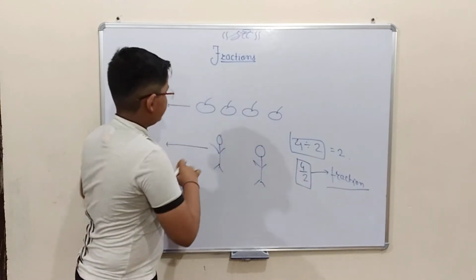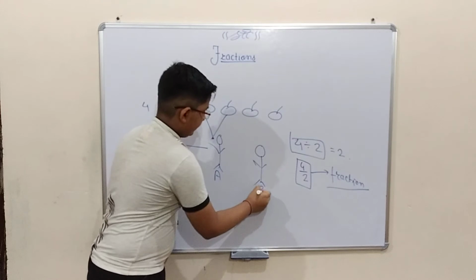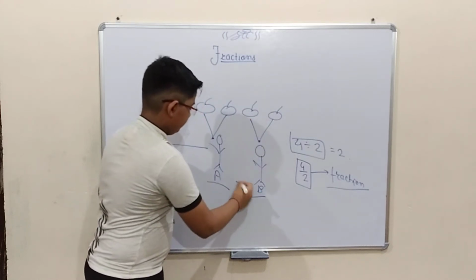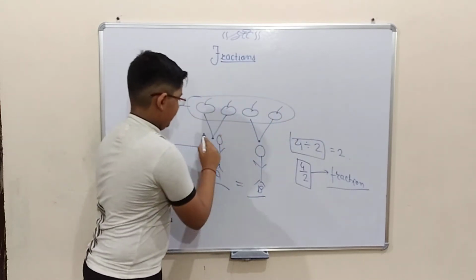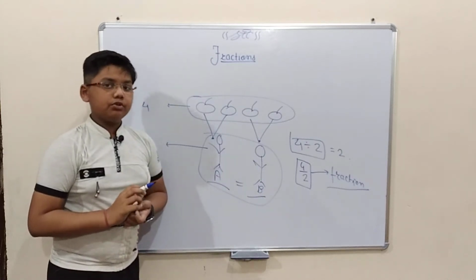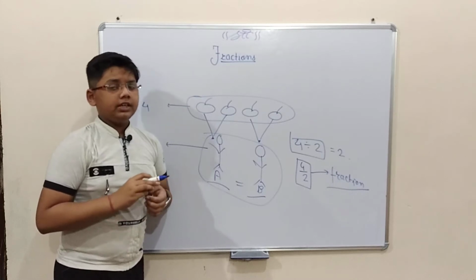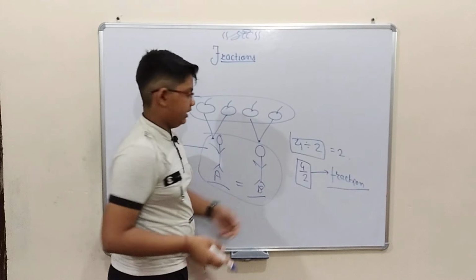That means we can give these 2 to this person, that is person A, and the remaining 2 to person B. Both will get an equal number of apples, that is 4 apples divided among 2 people. The fraction acts like a division problem only. That's another way of writing the fraction.